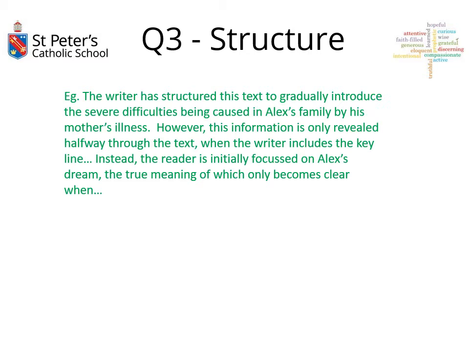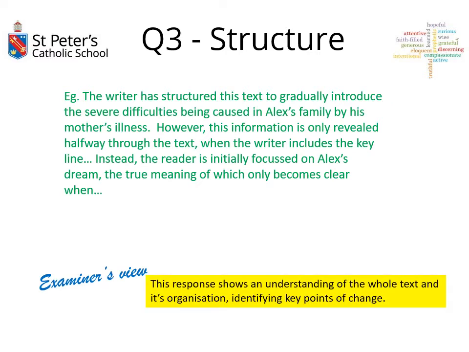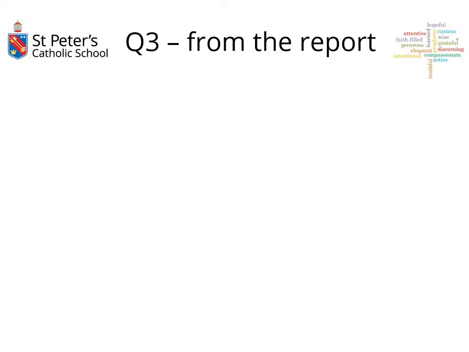So here we've got an example. This is an example of the sort of overview. The writer has structured this text to gradually introduce the severe difficulties being caused in Alex's family by his mother's illness. However, this information is only revealed halfway through the text, when the writer includes the key line of, instead, the reader is initially focused on Alex's dream, the true meaning of which only becomes clear when... So you can see here lots of focus on how things have been organised. It shows an understanding of the whole text, what it's trying to do, and some of the key points of change that the writer has used in order to create an impact.